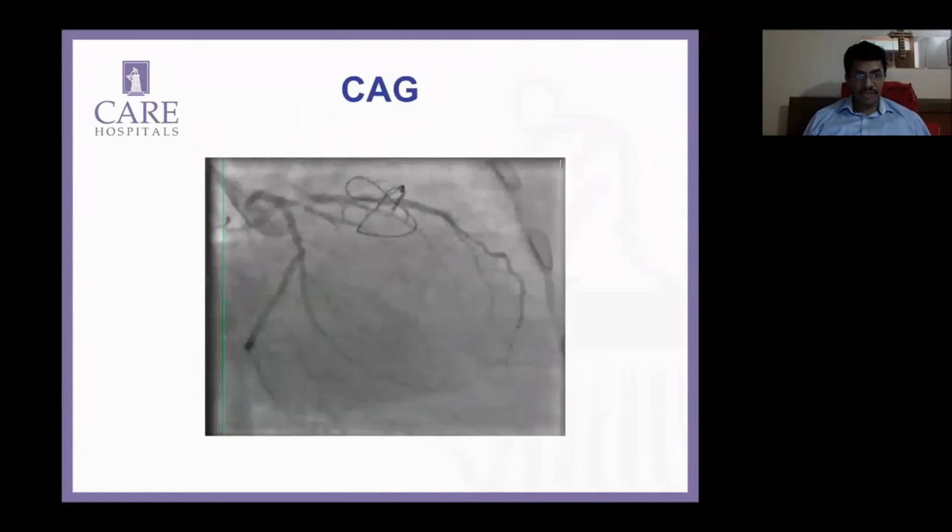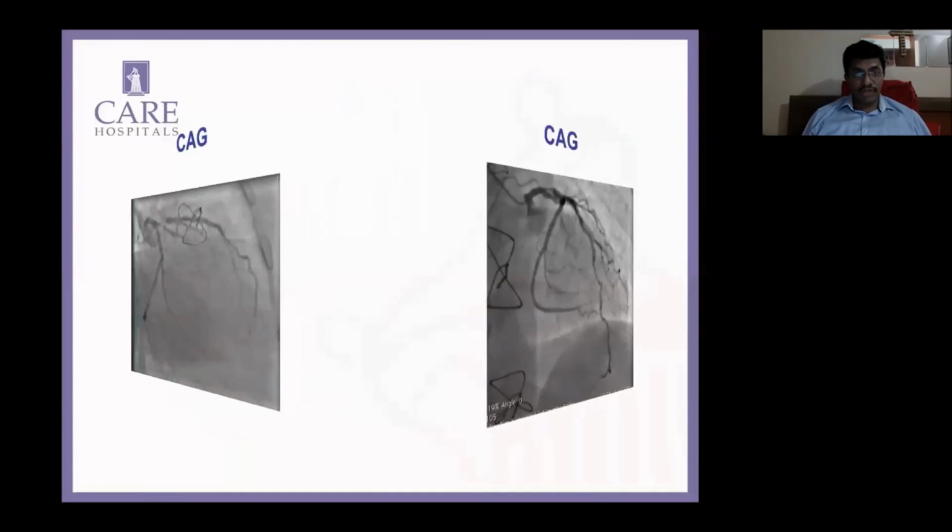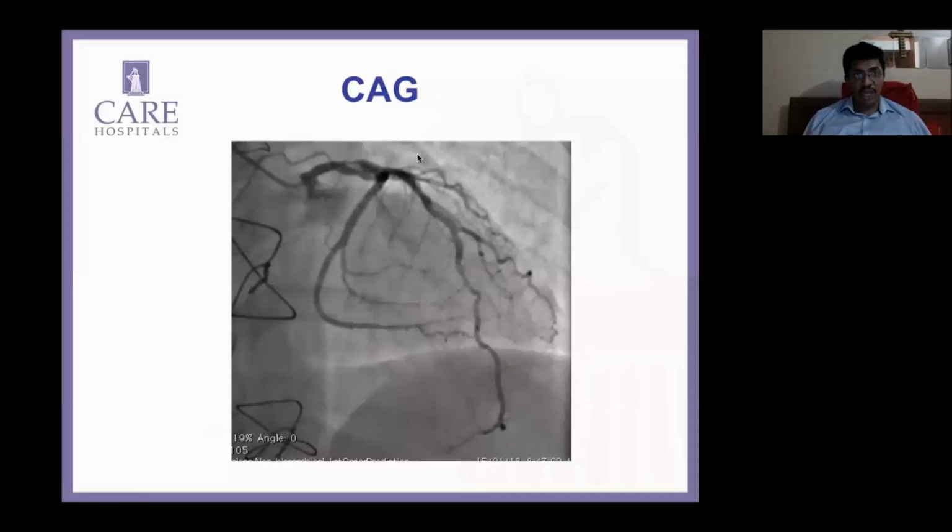Now this is the left main, left injection. Circumflex looks fine. You can see that there's a very tight 99% ostioproximal LAD lesion, diagonal coming off that. So we don't have details. What was the original anatomy? We don't know. So my friend fished around. This is the AP cranial view. You can see that tight lesion. I think it's ostioproximal LAD. Circ looking good.